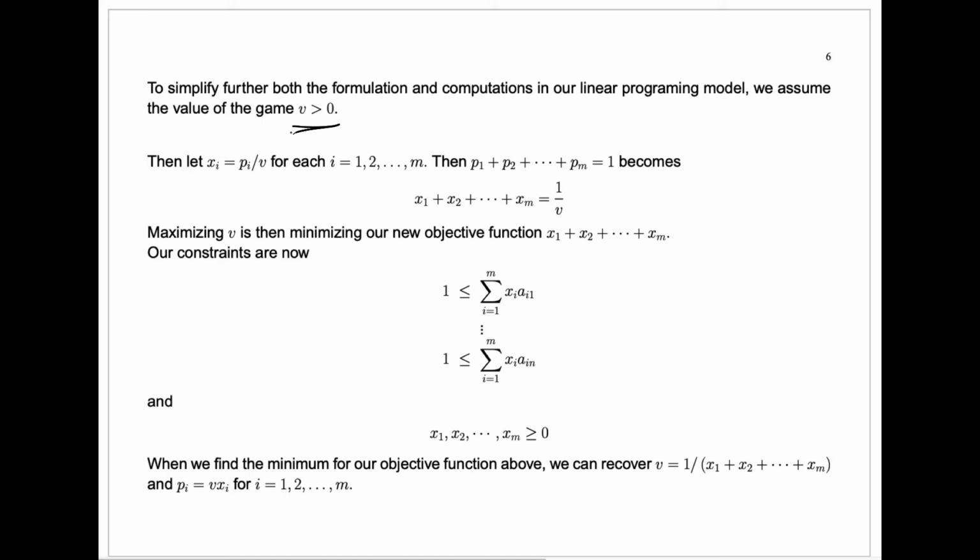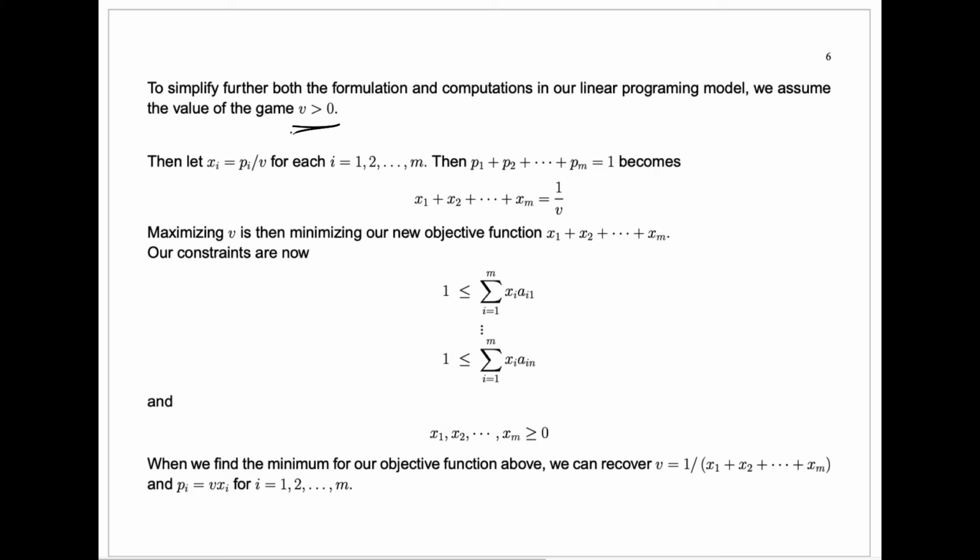If you happen to have a game whose value is negative, you can just add a constant to every entry, change the matrix by doing that, and the game will play the same. It will have the same optimal strategies, and the value will just be increased by that number. So you can just do that, solve that game, and then at the end, remove that constant. So that's not a serious thing to worry about.